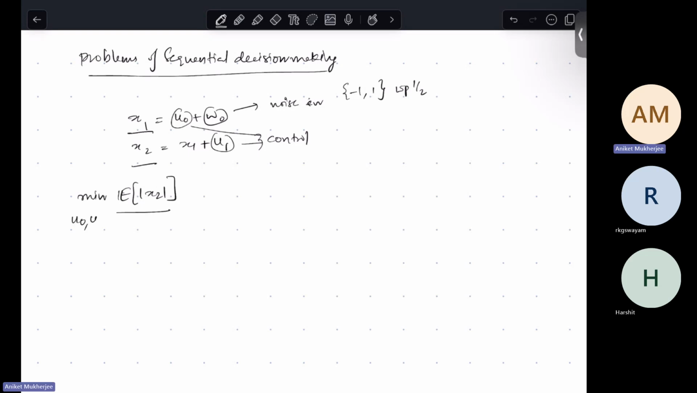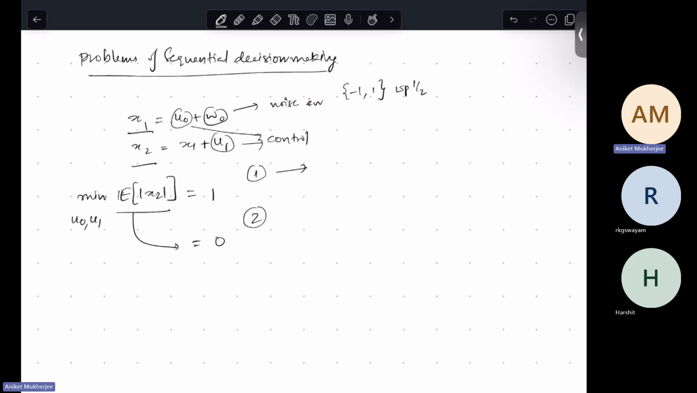So you have to make a choice of decisions. We saw two cases. In the first case, you were asked to make the choice of U0 and U1 upfront without any knowledge of what was happening. We saw that the optimal value of x2 was 1. You could make x2 as low as 1. In the second case, first you take decision U0, then you observe what x1 is, and then you take decision U1.